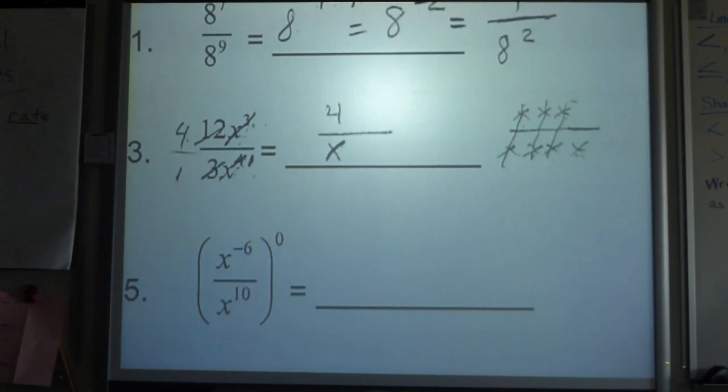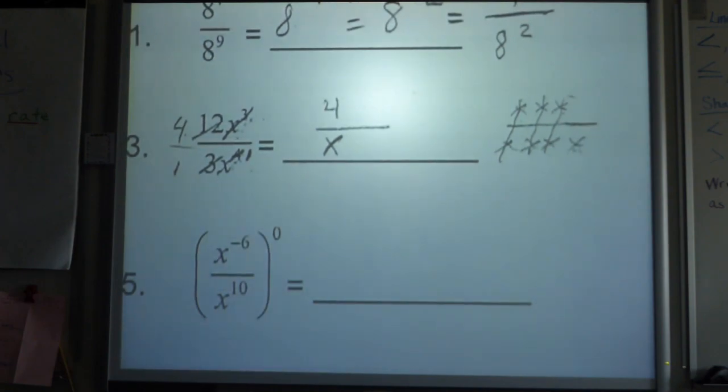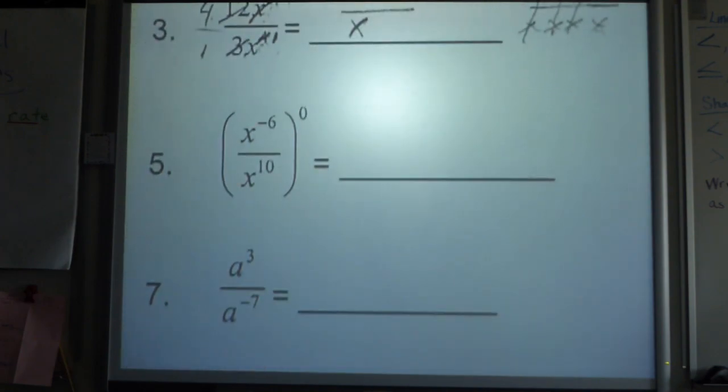Okay, number 5 is the simplest problem on the whole page because anything to the 0 power is 1. So I don't even need to calculate what this is. I know that anything to the 0 power equals 1.